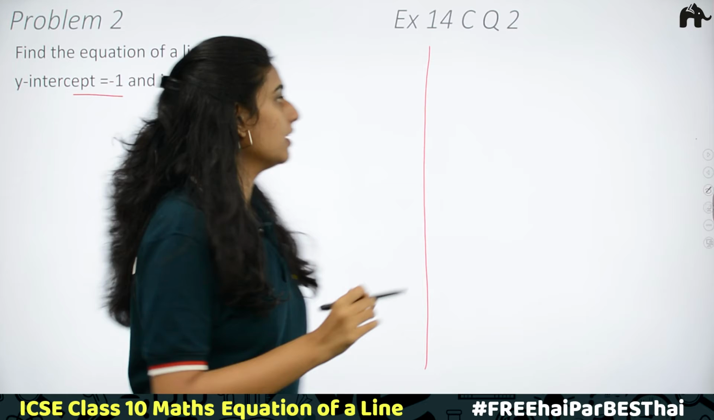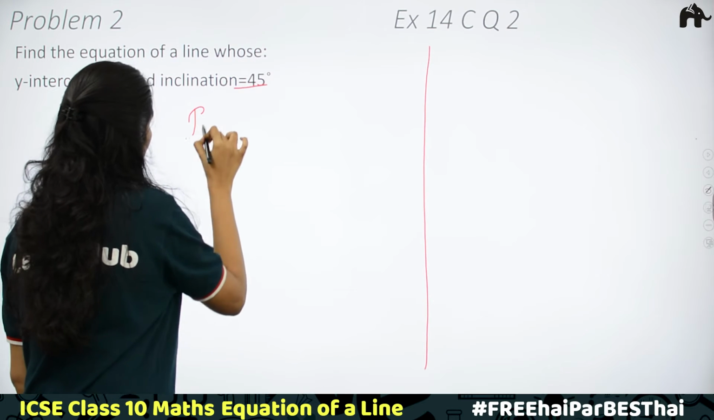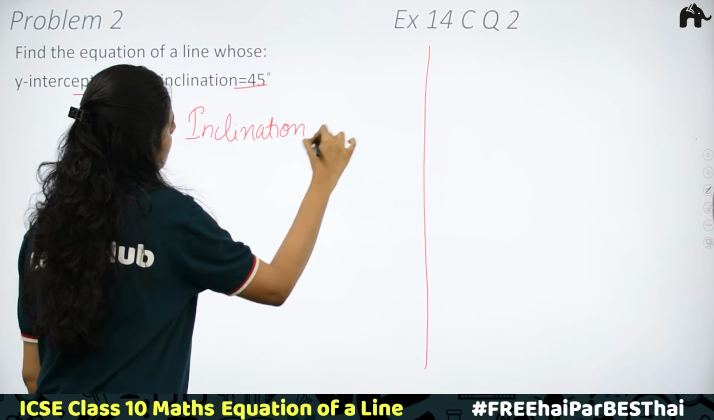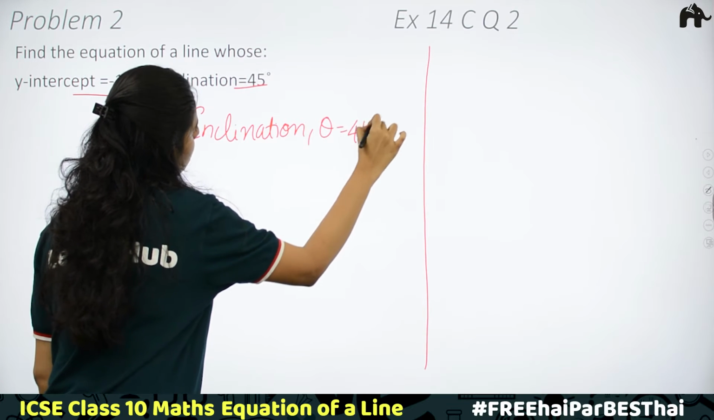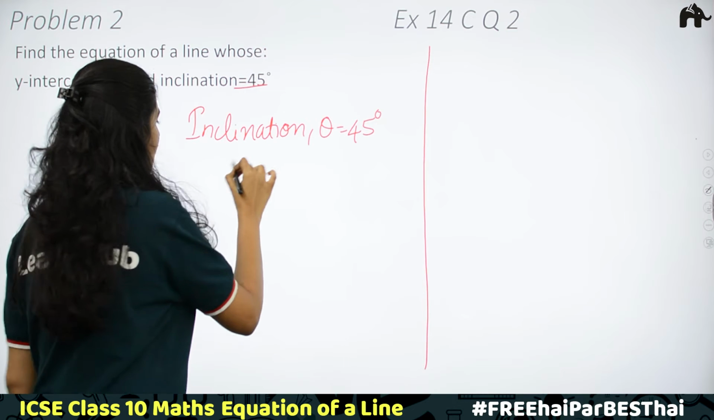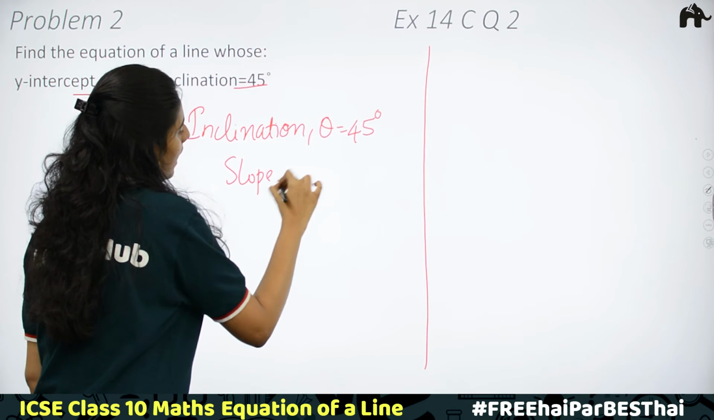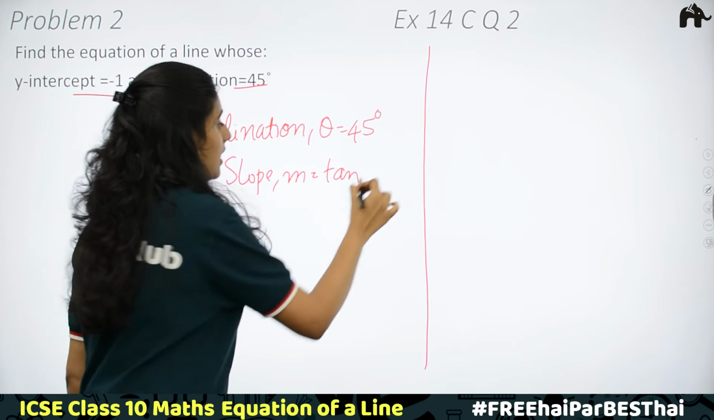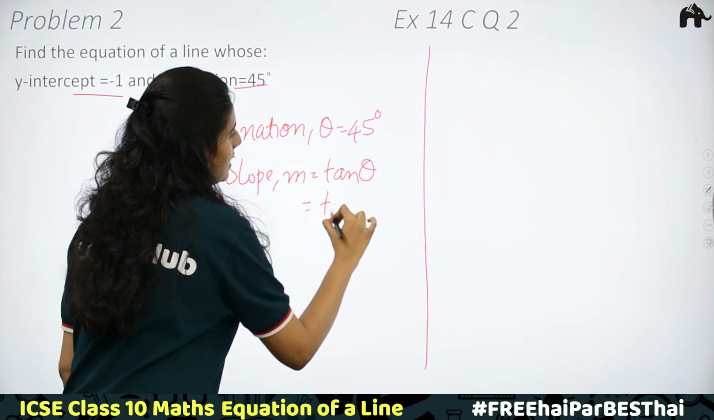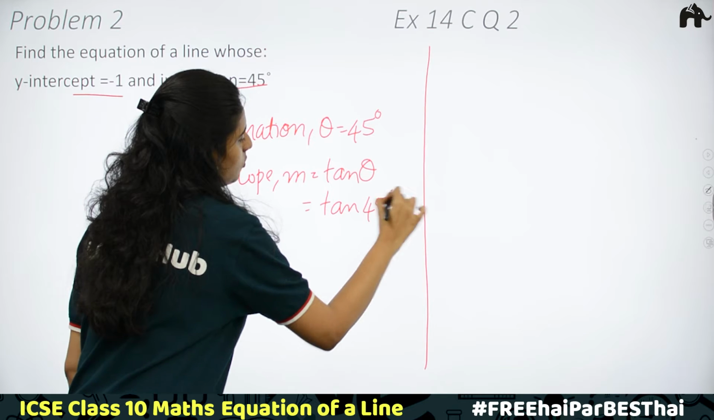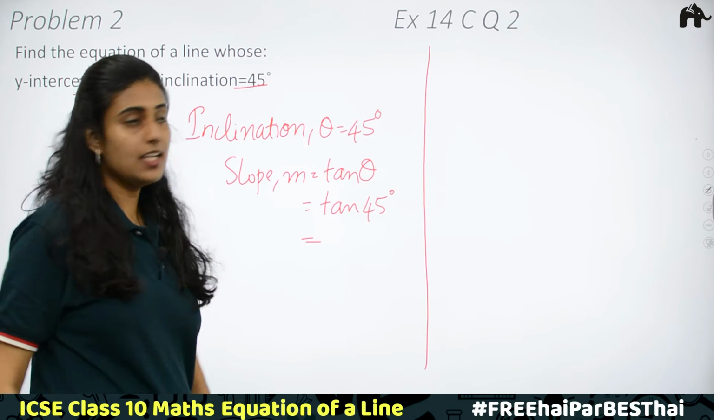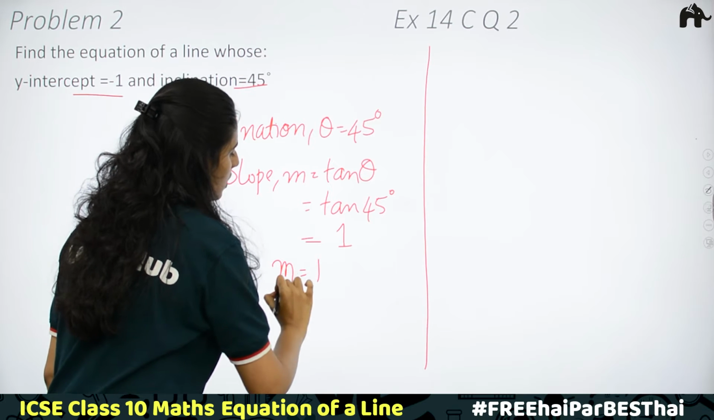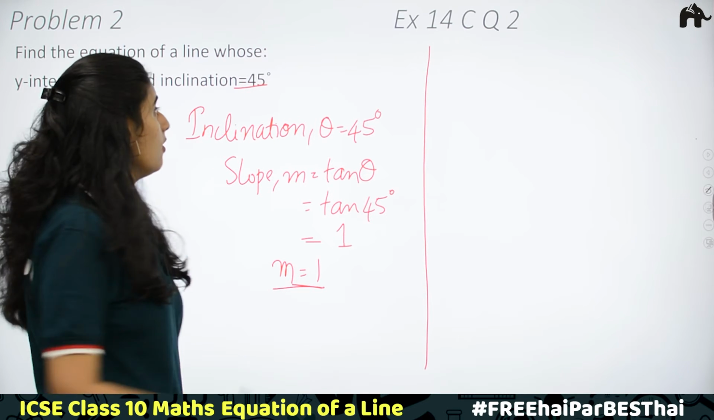What is the slope? Given inclination theta is equal to 45 degrees. We have slope m is equal to tan of inclination, tan theta, that is tan 45 degrees. What is the value of tan 45 degrees? Tan 45 degrees is 1. So, we got the slope m is equal to 1. Okay. What else is given?